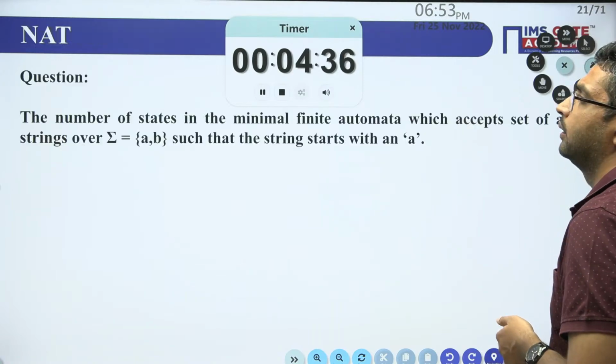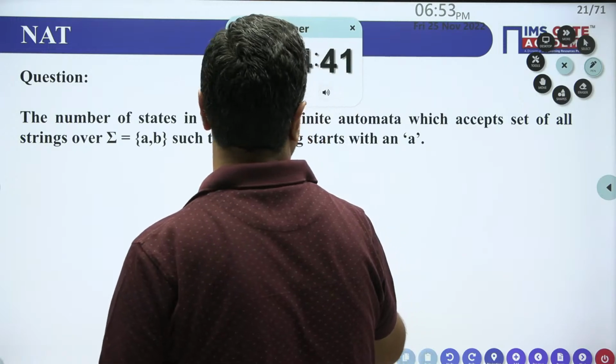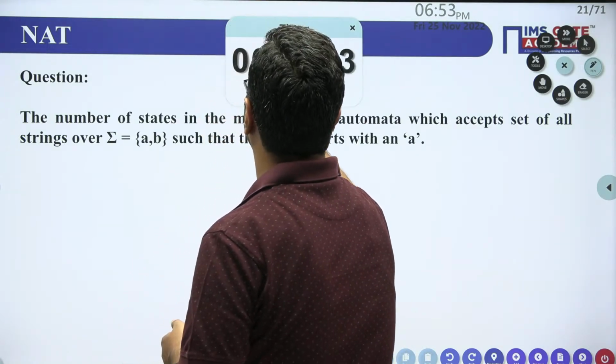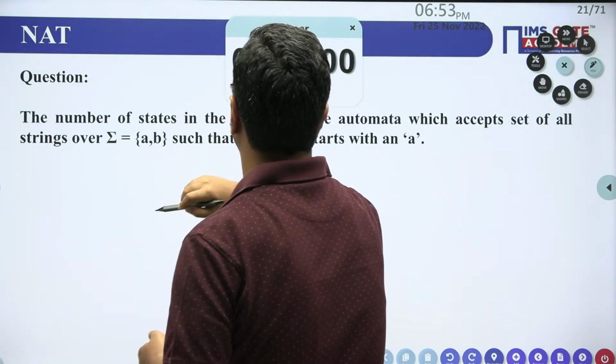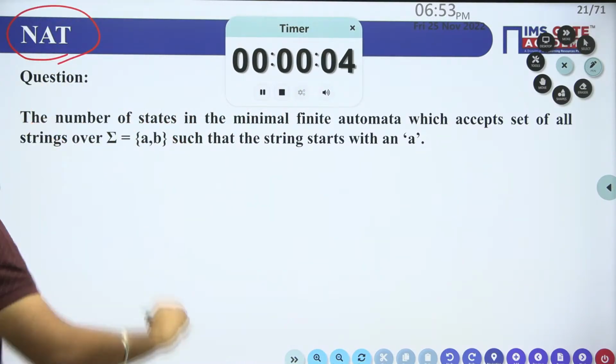So it's a NAT based question, and I'll give you 2 minutes to solve this, but I hope you will be able to do it within 1 minute. If you guys do it in 1 minute, I'll explain the solution there itself.